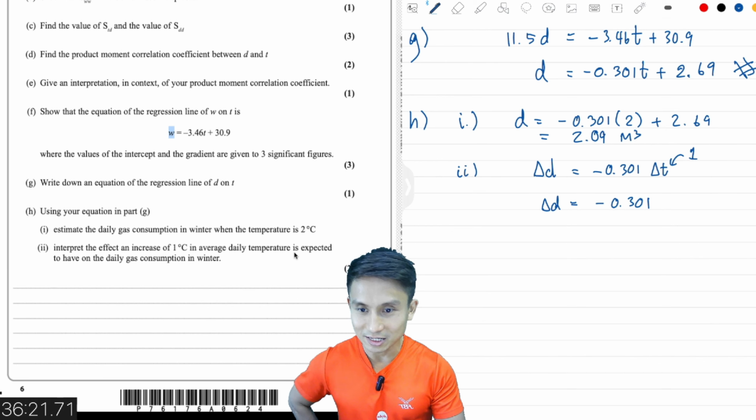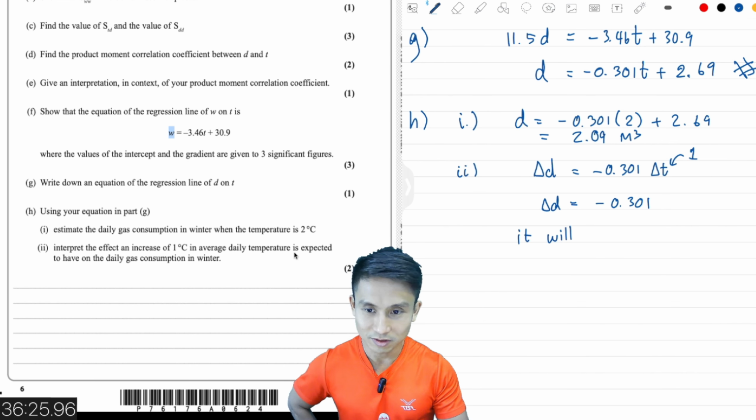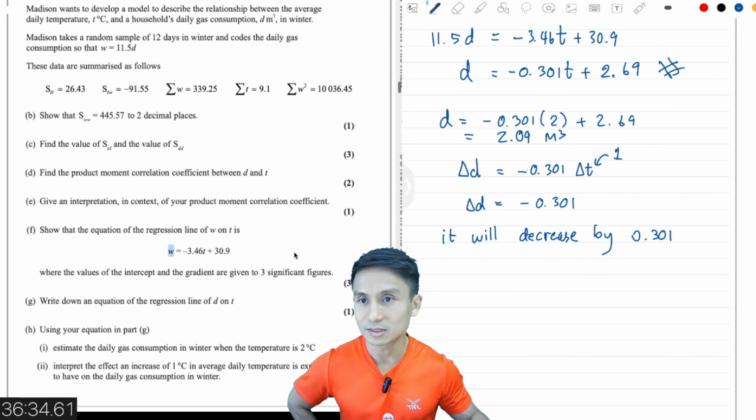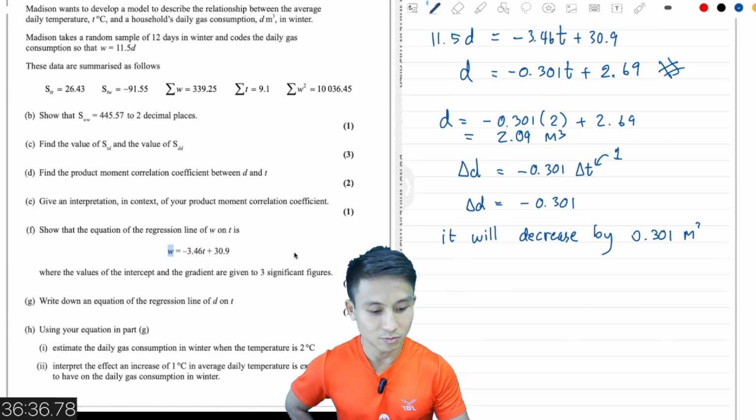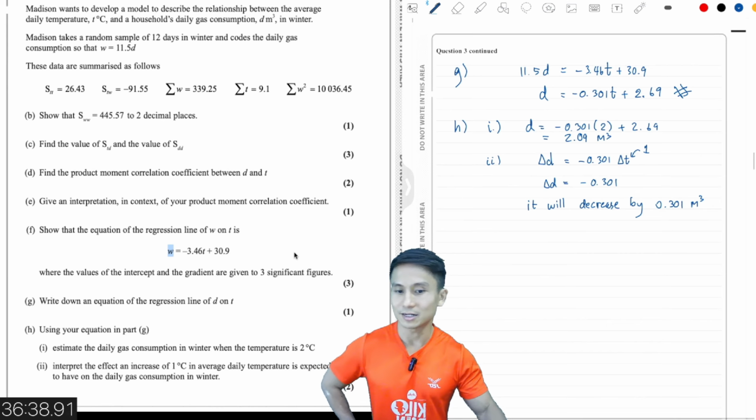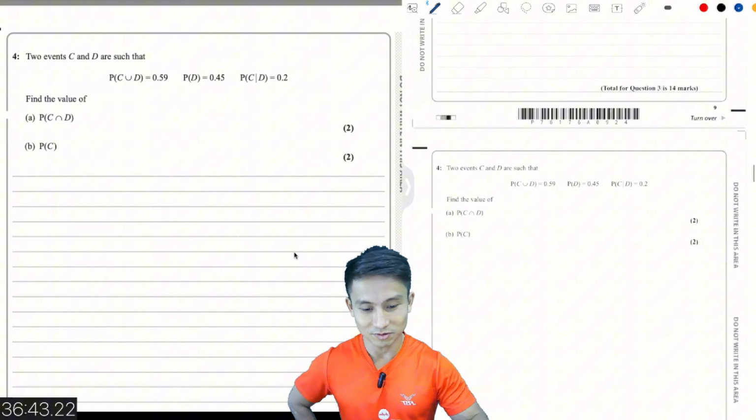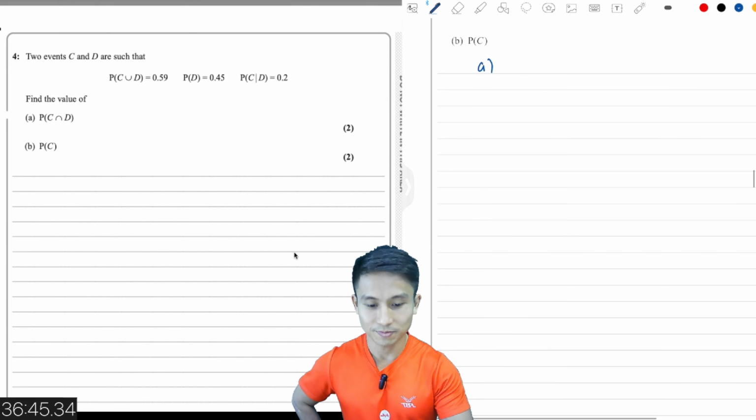So we say that the daily gas consumption will decrease by 0.301, and the unit is cubic meter again. Yeah, and that's it. Yep, and the time is ticking. I think I'm going to have to go ahead and do number 4 now.